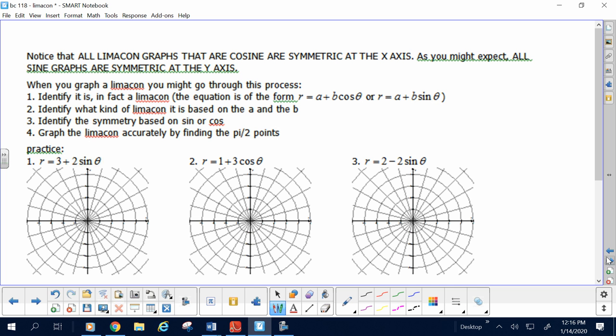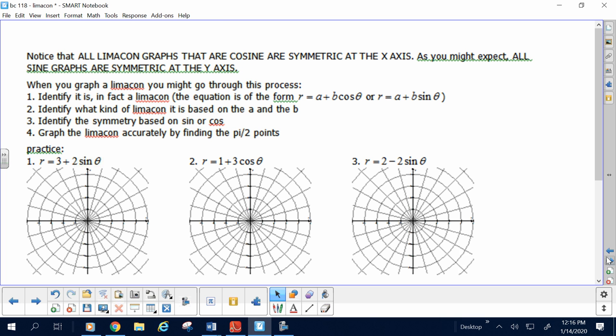So, I hope you noticed that all those cosines are symmetric at the x-axis. Sines are symmetric at the y-axis. Use that. When you get a limacon, the first thing you decide is whether it is a limacon, a rose, a circle, a spiral, a line, etc. What makes a limacon equation is that it's of this form: number plus number cosine, or number plus number sine. Understood? First thing you have to do is recognize the equation as a limacon.